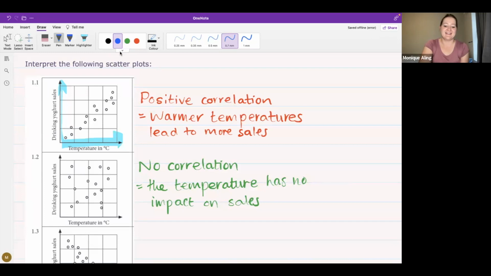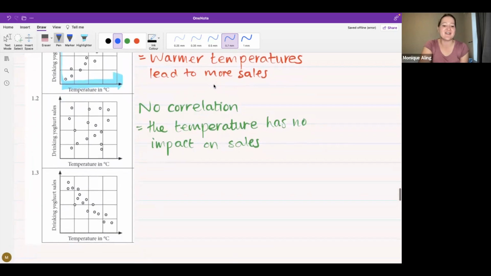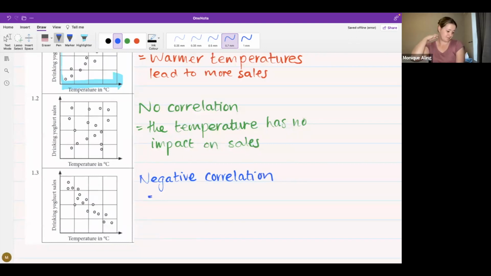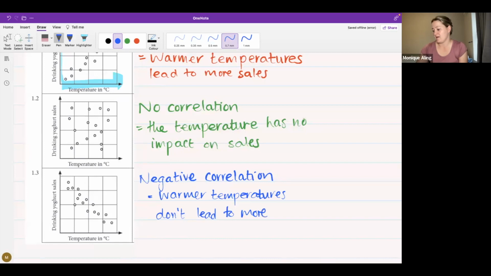And then, let me see if they've all come through. Yep. 1.3, you guys have got it already. It is a negative correlation. So we can say warmer temperatures don't lead to more sales. But that is fantastic. You guys picked up on the correlation very quickly. Well done, everyone.